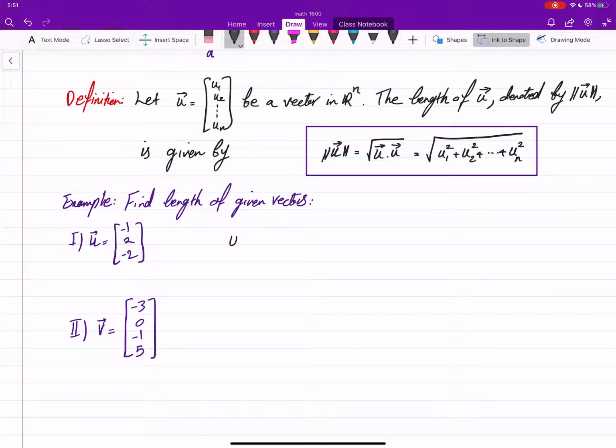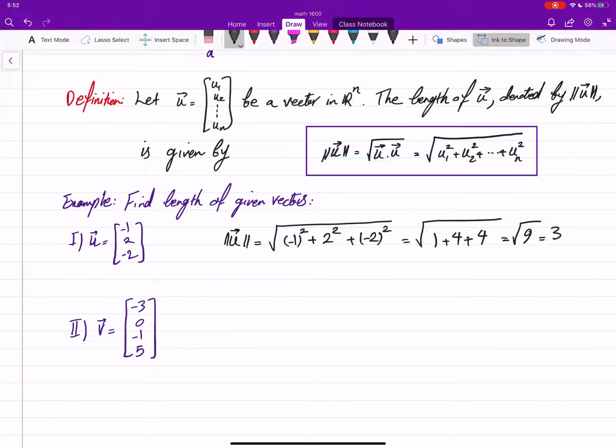Okay, so the length, in notation first, is equal to the square root of the sum of the squares of each component of the vector. This gives us 1 plus 4 plus 4, which is root 9, and that is just the number 3. The length of this vector u is 3.